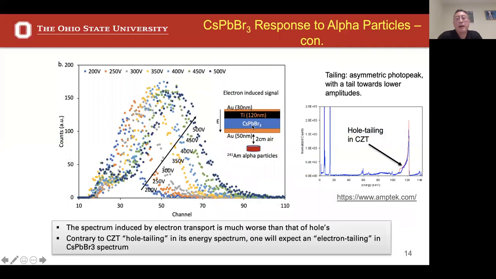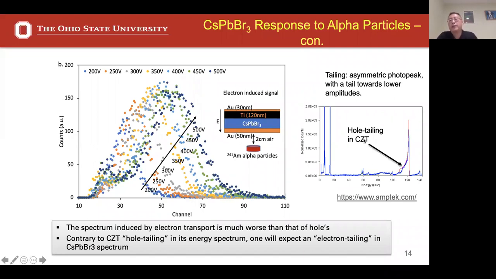So now we shine from the bottom, which means we're producing the electron-hole pairs in a very near-surface region, where the electrons are driven by the electric field, and the holes will not contribute much to the detector signal. So this is a clear indication that the spectrum looks pretty bad in this case. This whole transport in perovskite does not produce a good energy spectrum. There is a lot of trapping going on for electron transport in perovskite.